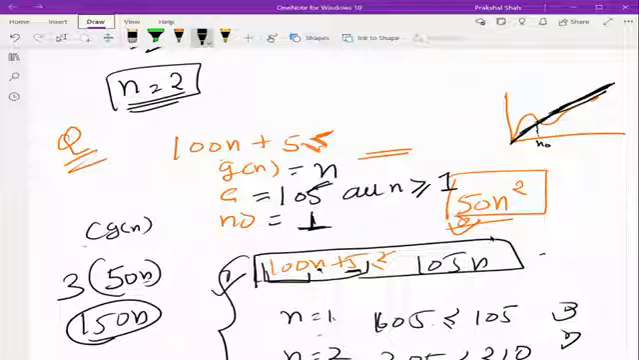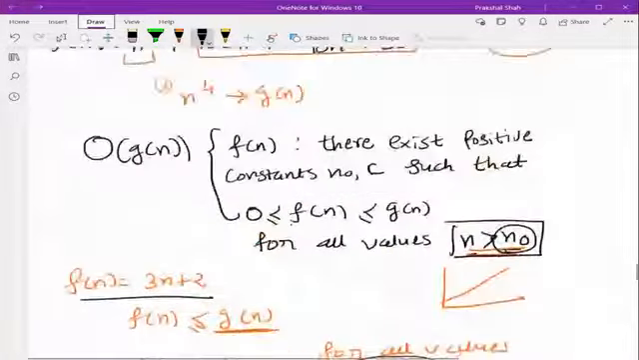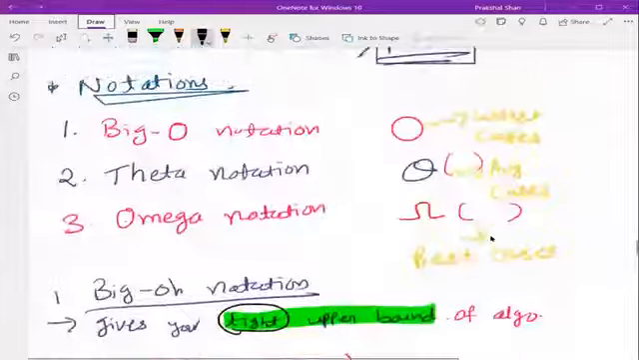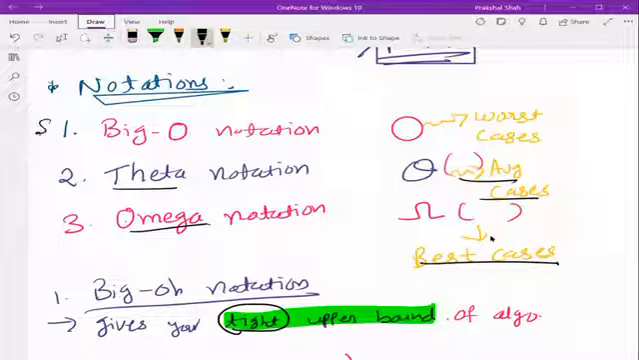In the next class I'll be solving some more problems with this if you have any doubt, or else we will quickly start with omega and theta notation. Do you remember what they were for? I already told you, theta is for average case and omega is for best case. So we understood somewhat the concept of big O today. We'll look at some more, and then quickly start with theta and omega. Am I making sense, everyone?